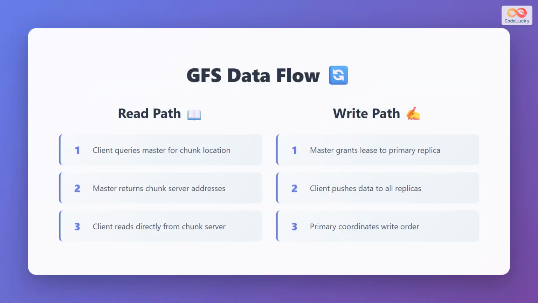Google File System, or GFS, was created by Google in 2003 to handle their massive search index and data processing needs. It was designed specifically for Google's infrastructure and workloads. GFS follows a master-slave architecture, meaning one master machine coordinates everything while multiple chunk servers store the actual data. It is optimized for large files and append operations, where data is added to the end of files rather than modified in the middle. GFS revolutionized how we think about storing massive amounts of data reliably.